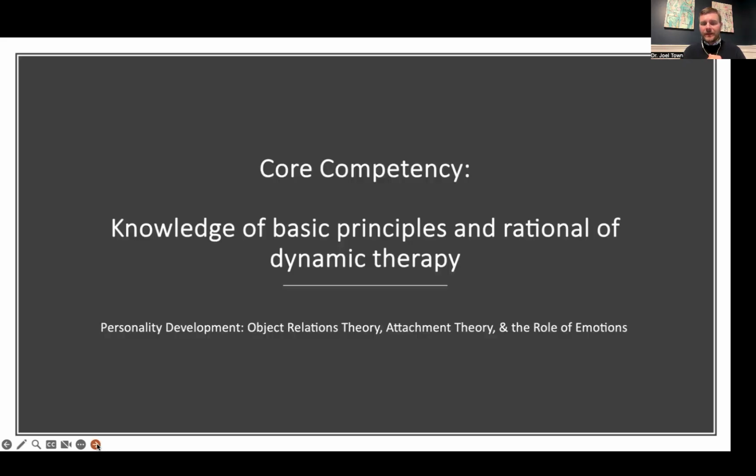So the first core competency then, which we're going to talk about is basic knowledge and principles around the rationale for a psychodynamic or dynamic therapy. And we're going to talk a bit about the importance of personality development, thinking about object relations theory, attachment theory, and the role of emotions in the dynamic therapy model.